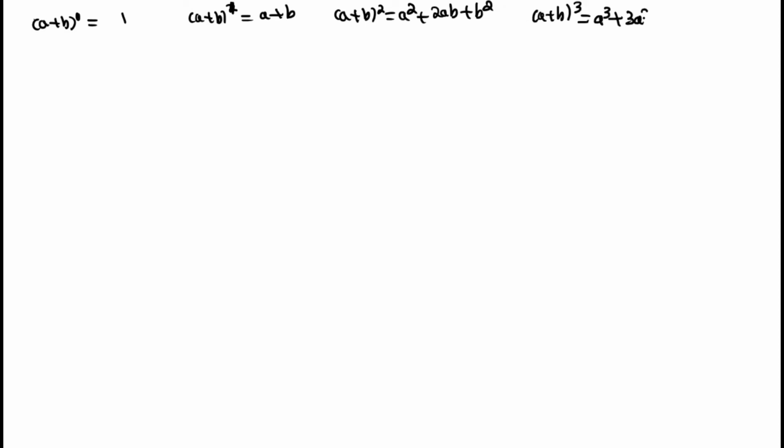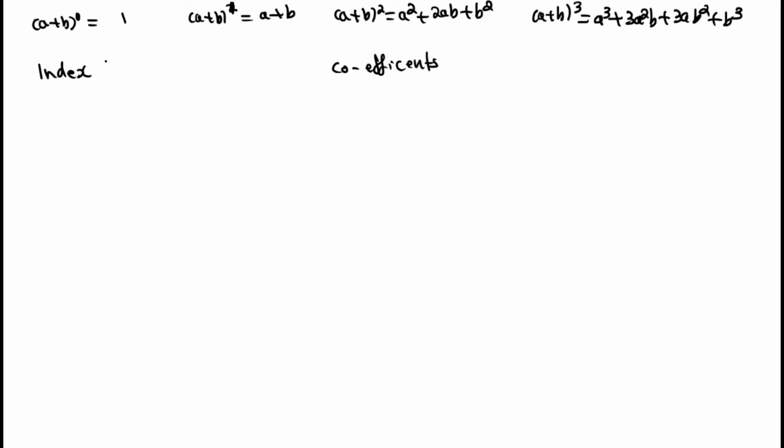Okay. Now consider the expressions: a plus b to the power 0 is equal to 1, a plus b to the power 1 is a plus b, a plus b whole square is equal to a square plus 2ab plus b square, and a plus b whole cube is equal to a cube plus 3a square b plus 3ab square plus b cube. Okay, now see, in this, here I will write the index and here the coefficients. Coefficients are nothing but the constant terms with a and b.